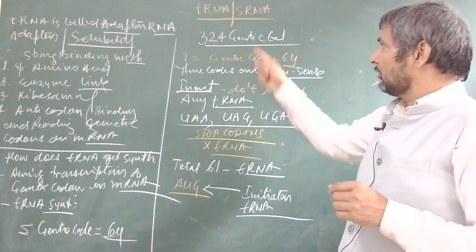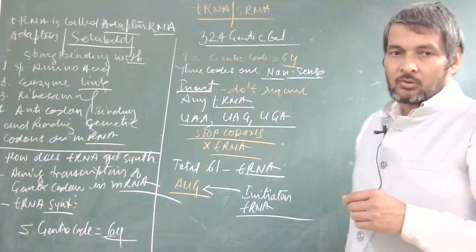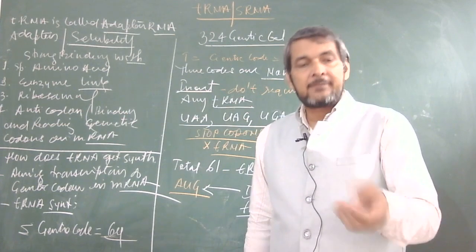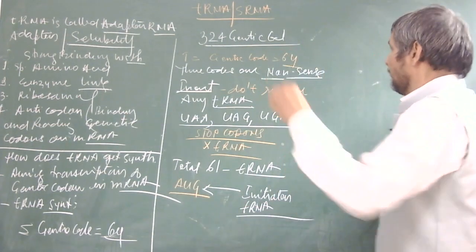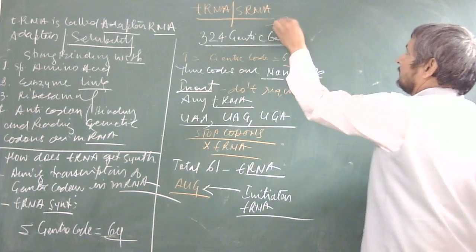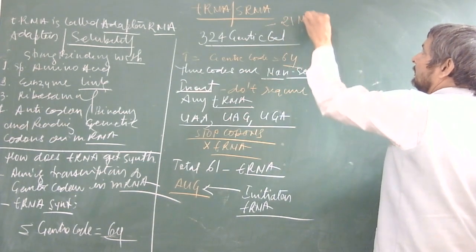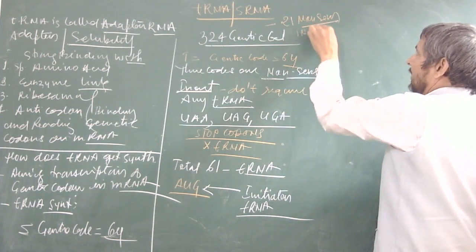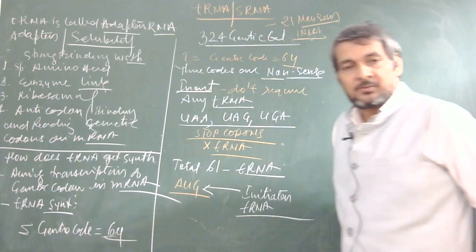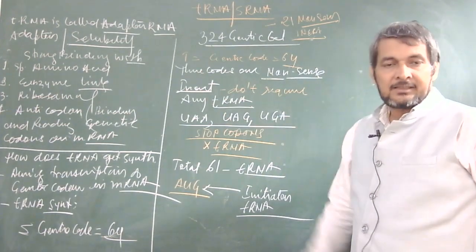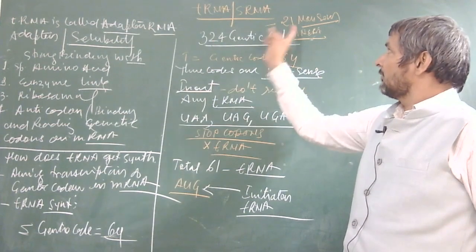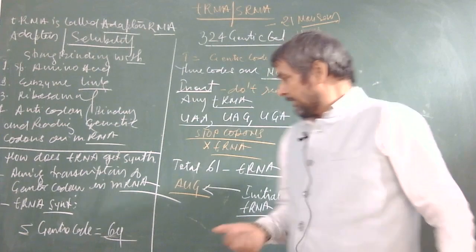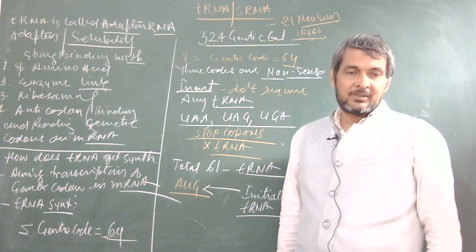Suppose I say that out of these 324, 21 are nonsense or inert codons. Then the exact number of transfer RNA required for the translatory mechanism will be 324 minus 21, which is equal to 301 transfer RNA, formed among the given 61 types of transfer RNA.